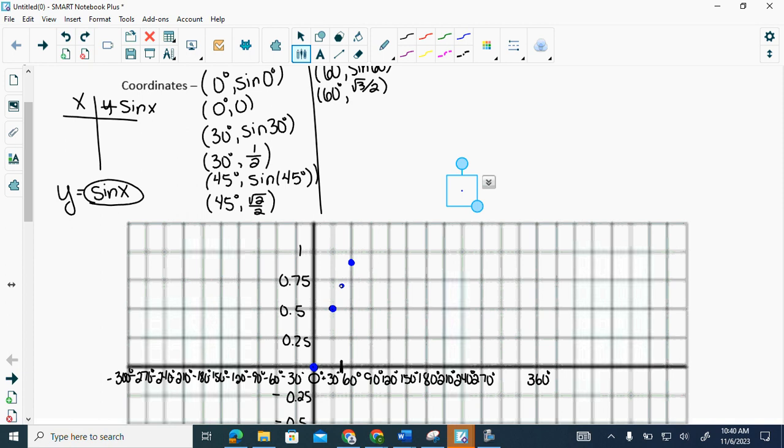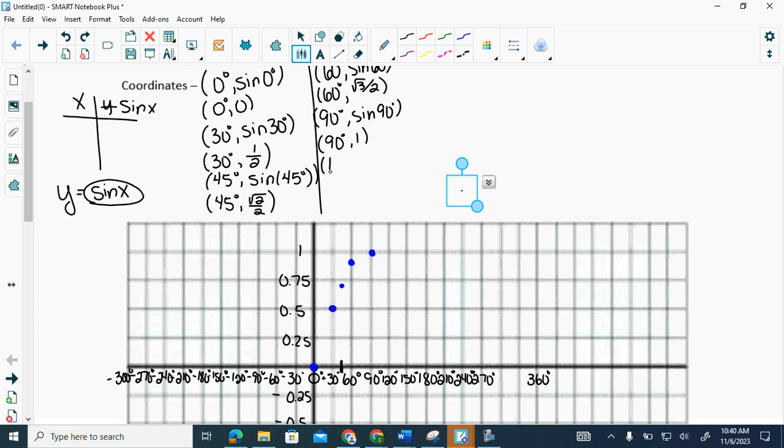Okay? Then my next one would be 90, and then sine of 90. What's sine at 90? 1. So now it's at 90 degrees and 1. So I'm here. Right? Do I have to keep writing sine of everything, or can we now figure out what the coordinates might be? Can we keep going?